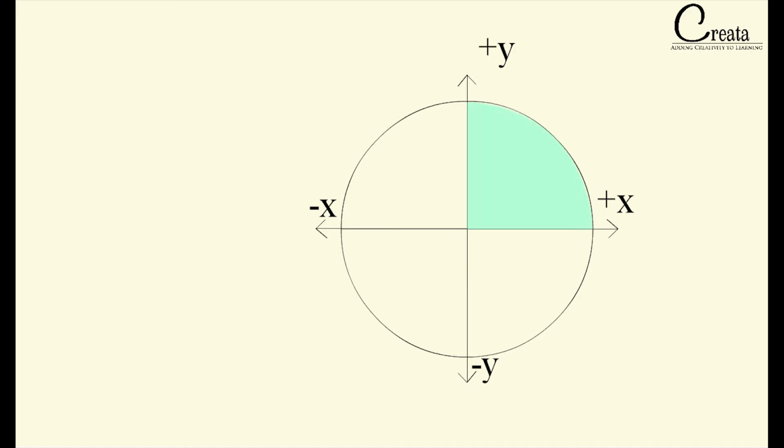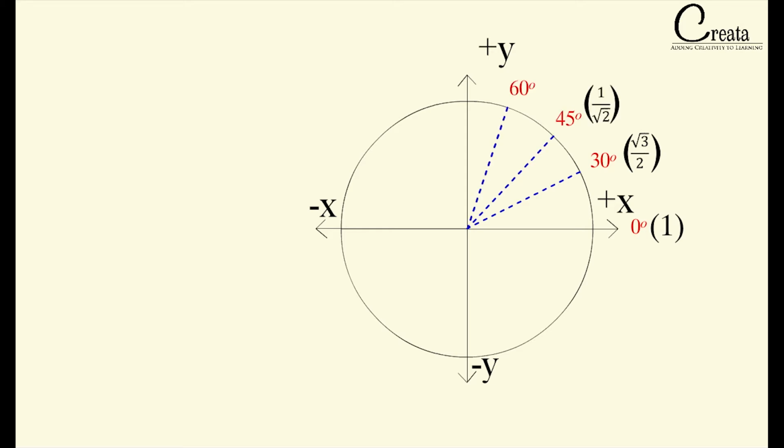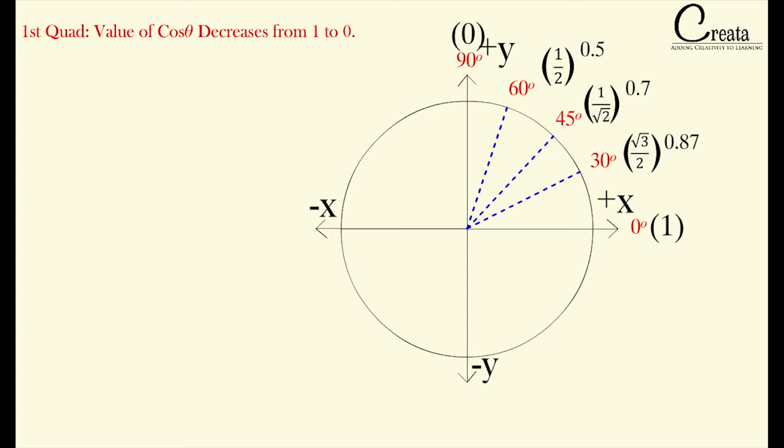Let's begin with the first quadrant. We know cos 0 degree is 1. Cos 30 degree is root 3 by 2. Cos 45 is 1 by root 2. Cos 60 degree is 1 by 2. And cos 90 degree is 0. On solving the fractions, you will see the cos value is moving from 1 to 0.87, then to 0.7, then to 0.5, and finally it is ending at 0. It means that cos is decreasing in the first quadrant from 1 to 0.